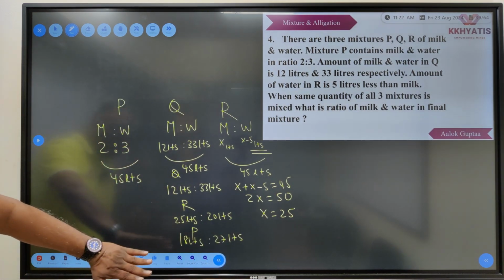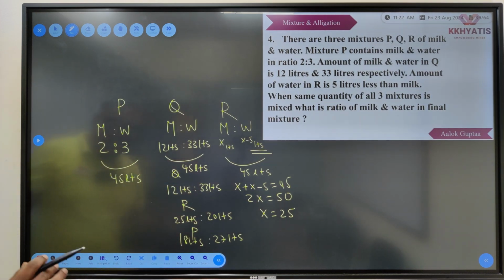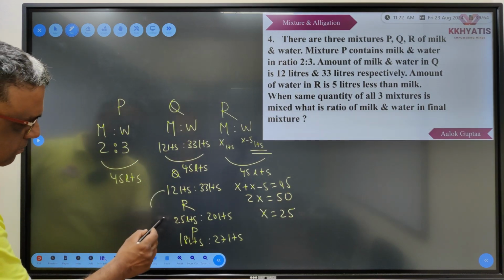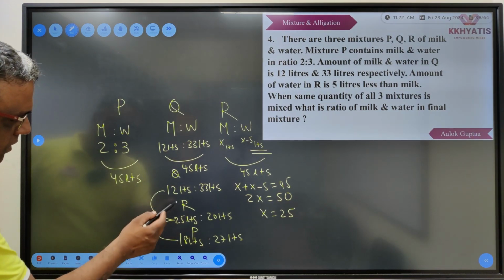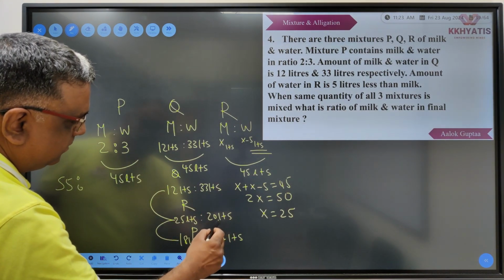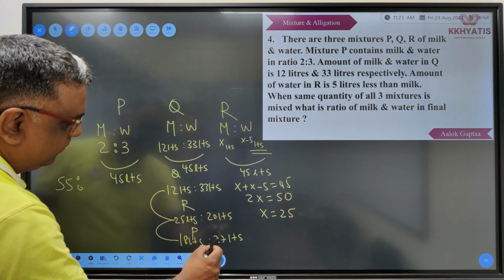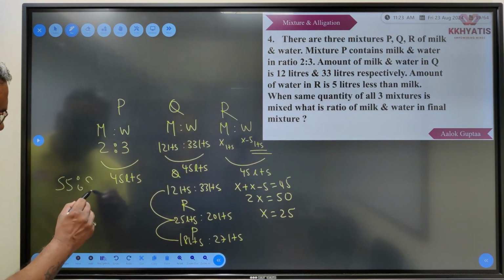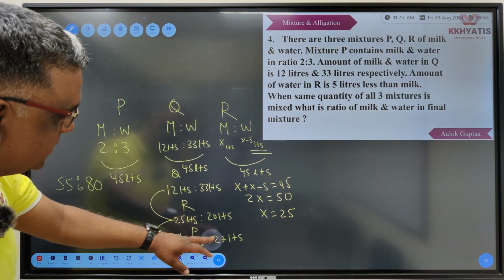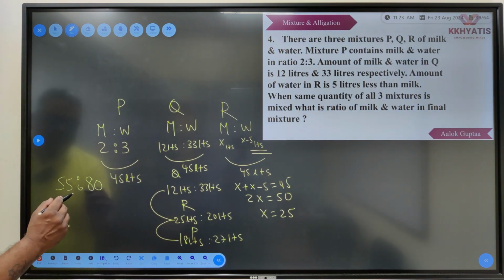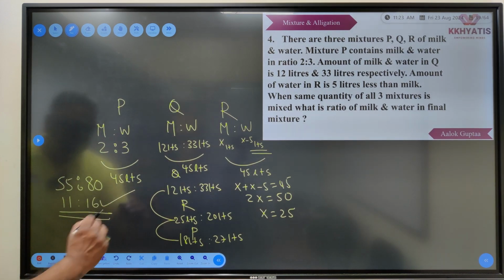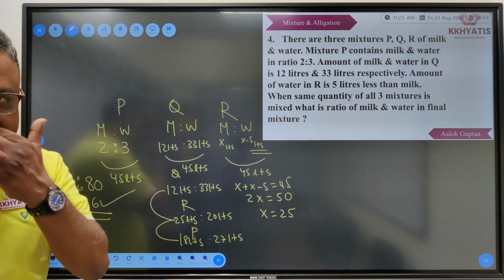Now I know the quantities of milk and water in all three 45. Now I am mixing all these three, which means I am mixing this 12 plus 25 plus 18, so 30. So this becomes 55, and what does water become? 33, 53, 60, 80. Clear? Now the ratio is, I'll divide by 5, 11 is to 16. So final mixture will contain 11 is to 16.